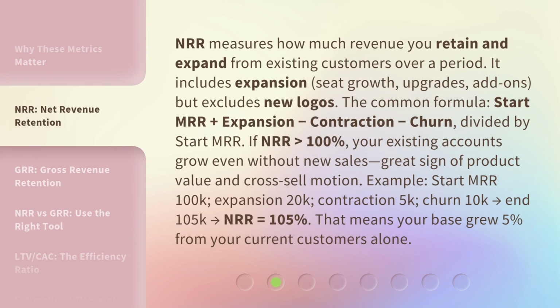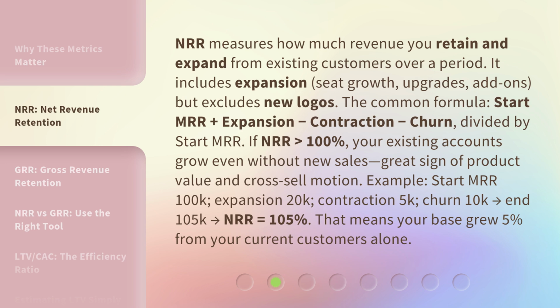NRR measures how much revenue you retain and expand from existing customers over a period. It includes expansion, seat growth, upgrades, add-ons, but excludes new logos. The common formula: start MRR plus expansion minus contraction minus churn divided by start MRR. If NRR is greater than 100%, your existing accounts grow even without new sales. Great sign of product value and cross-sell motion.